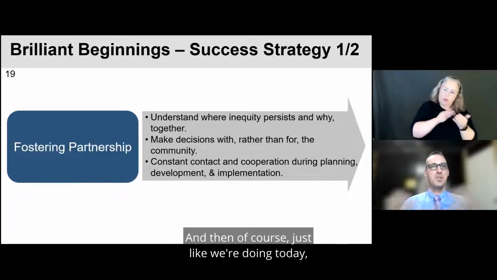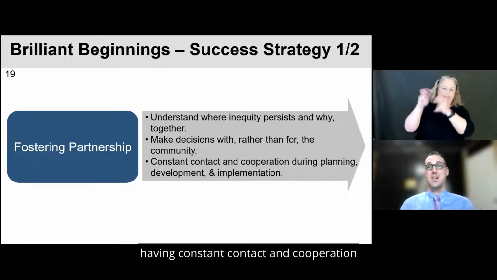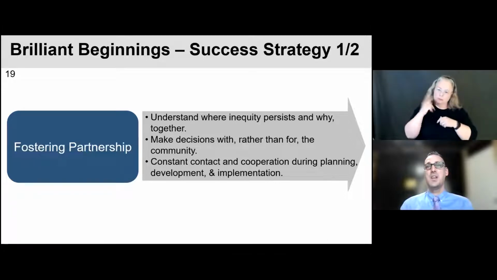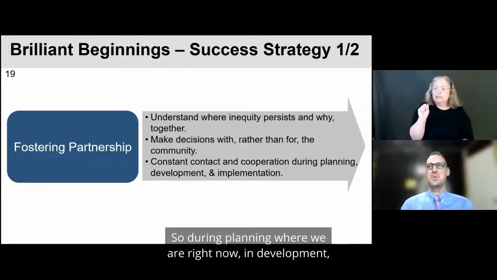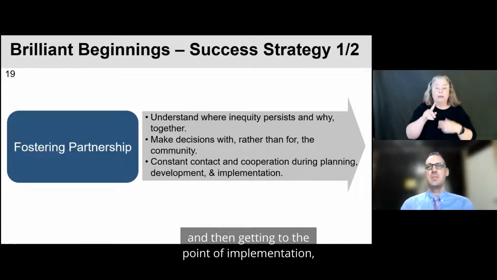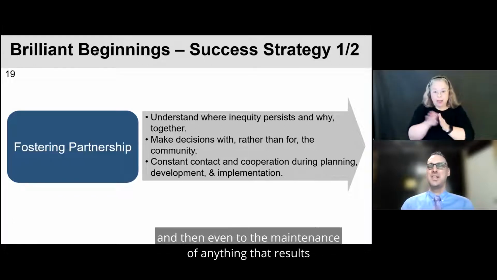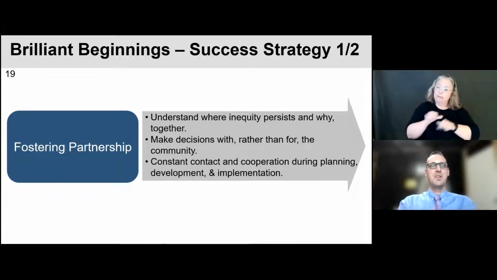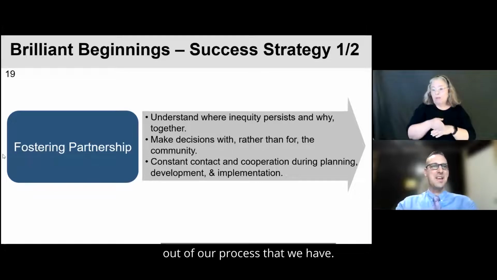And then, of course, just like we're doing today, having constant contact and cooperation during all stages of the process that we have. So during planning, where we are right now, in development, then getting to the point of implementation, and then even to the maintenance of anything that results out of our process.